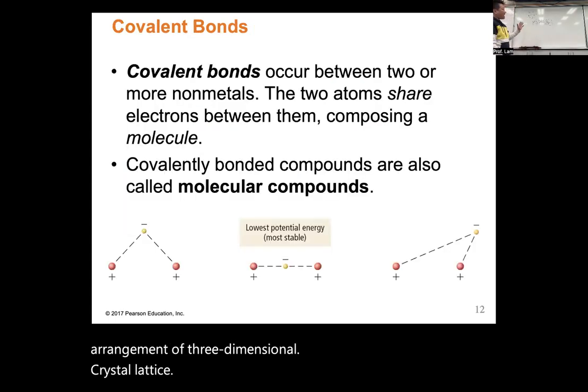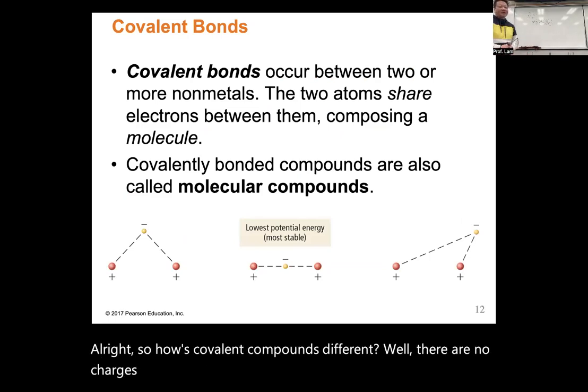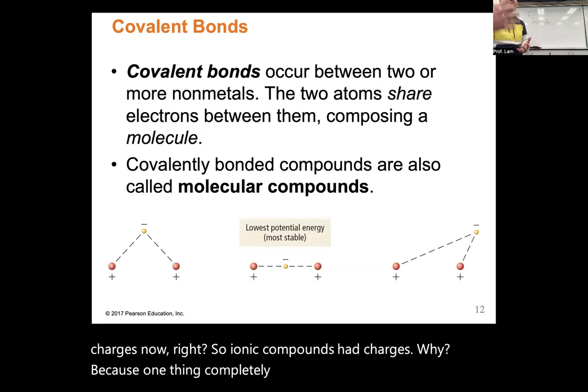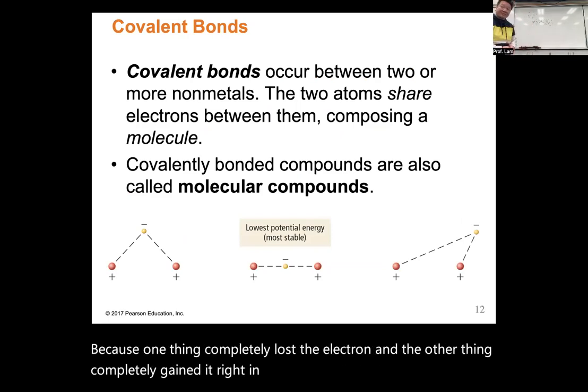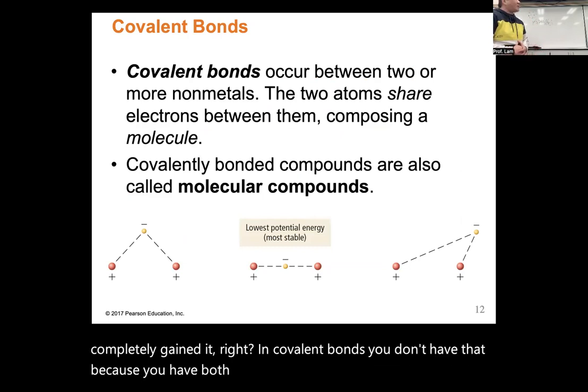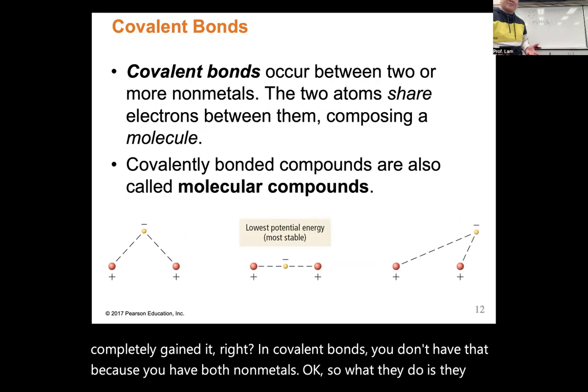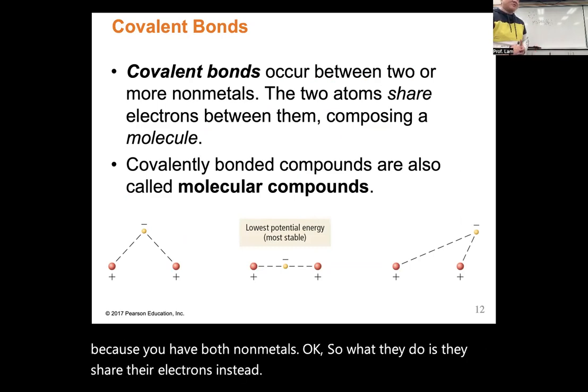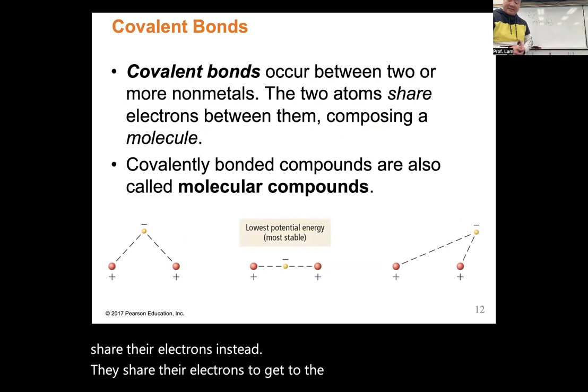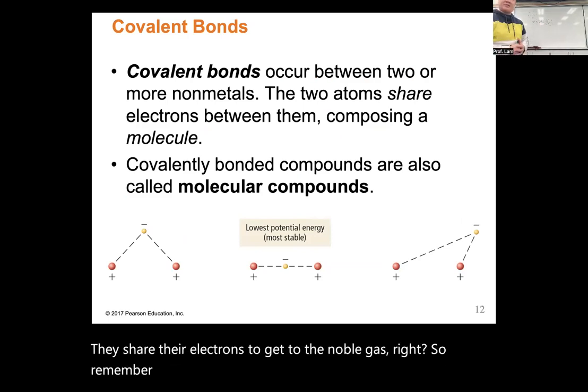All right, so how are covalent compounds different? Well, there are no charges now. Ionic compounds had charges. Why? Because one thing completely lost the electron and the other thing completely gained it. In covalent bonds, you don't have that because you have both nonmetals. So what they do is they share their electrons instead. They share their electrons to get to the noble gas. So remember why sodium only wanted to lose one electron? Because the closest noble gas is what?